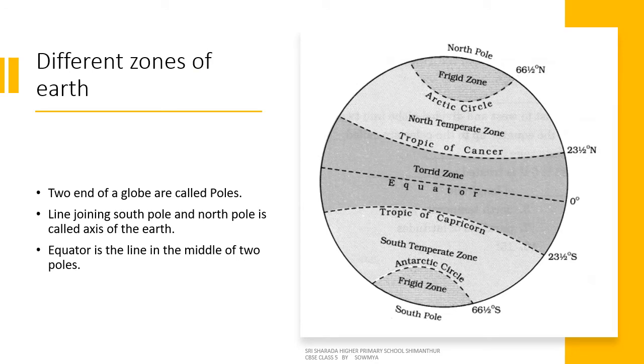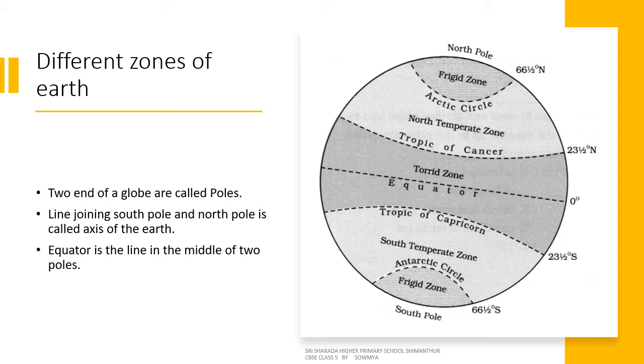Different zones of earth. Two ends of a globe are called poles. The line joining the South Pole and North Pole is called the axis of the earth. The equator is a line in the middle of the two poles.